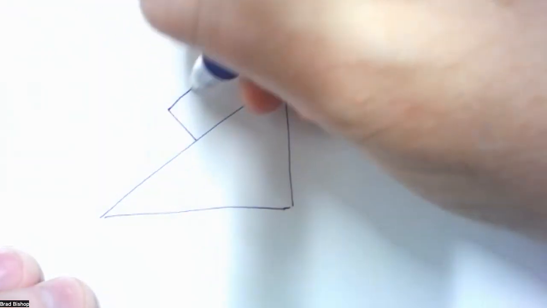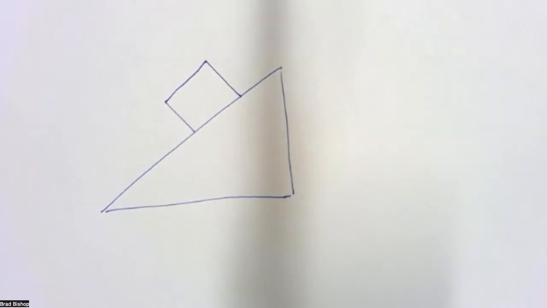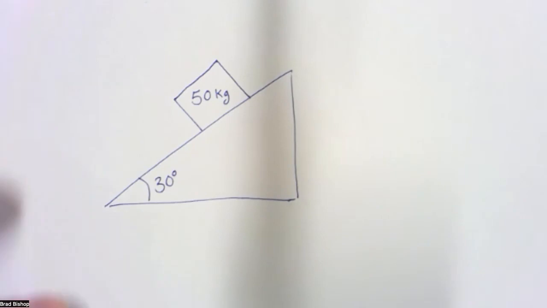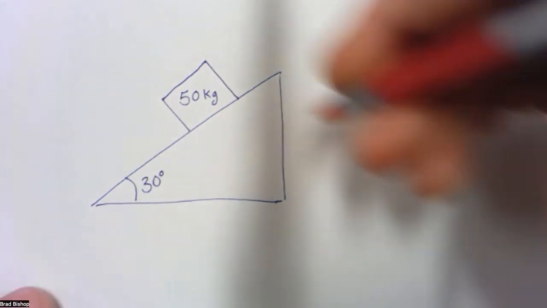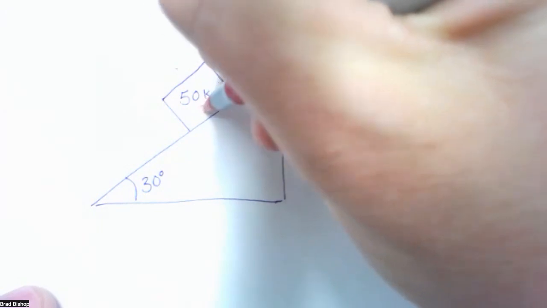Here we have a box, and we'll just give it a value. Let's say it's a 50-kilogram box, on a 30-degree inclined plane. Well, what forces are acting on this object? If we assume there is no friction acting on this object, the problem's relatively straightforward. We have a weight that pulls from the center of the mass straight down.